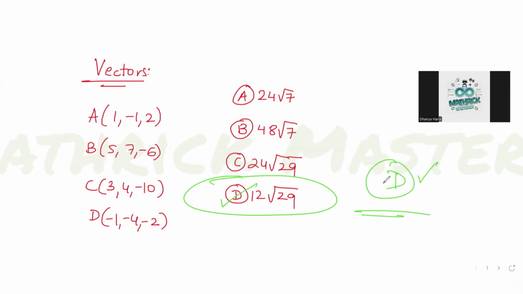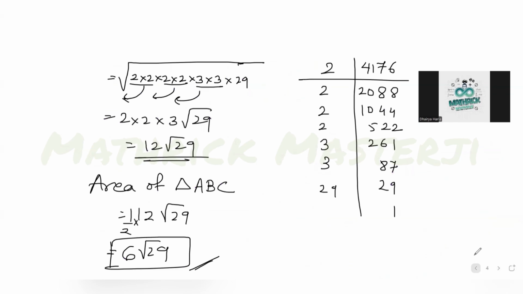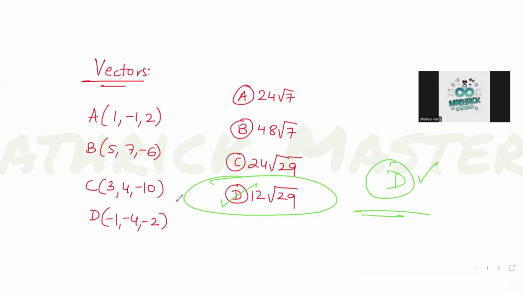I hope you have understood how to solve this type of questions. So first we figured out the areas of the two triangles by using the idea of half times absolute value of the cross product of the vectors or the sides of those quadrilaterals. And once I got that, I just added the two triangles' areas up to get the total area of the quadrilateral as 12 root 29. I hope you have understood how to solve this question.